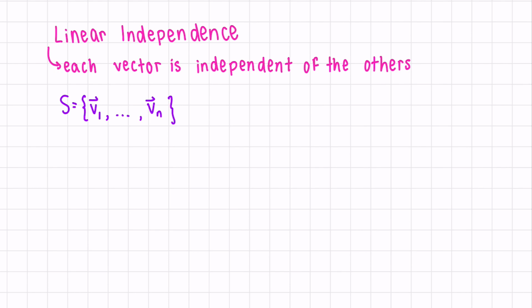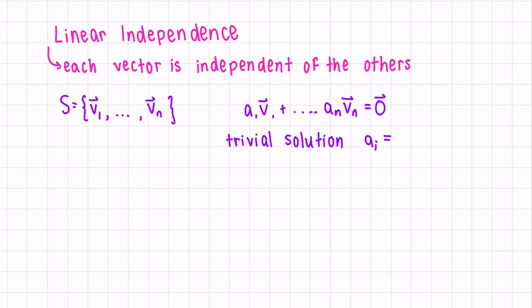Linear independence is a special property where each vector in a set is independent of the other vectors. We can say this is true when the linear combination a1 v1, all the way till an vn, where the a's are just scalars, equals the zero vector. The only possible solution is the trivial solution, where all the coefficients, so ai, are equal to 0. Of course, this generates the zero vector.